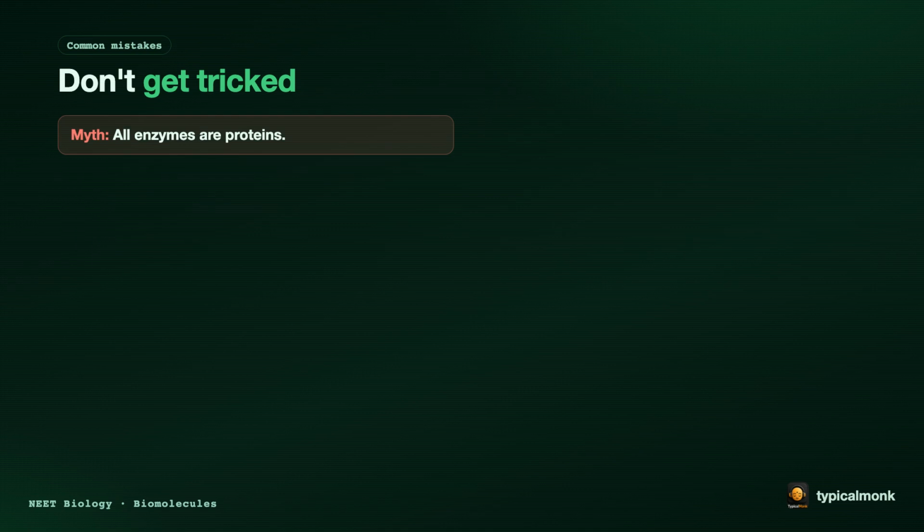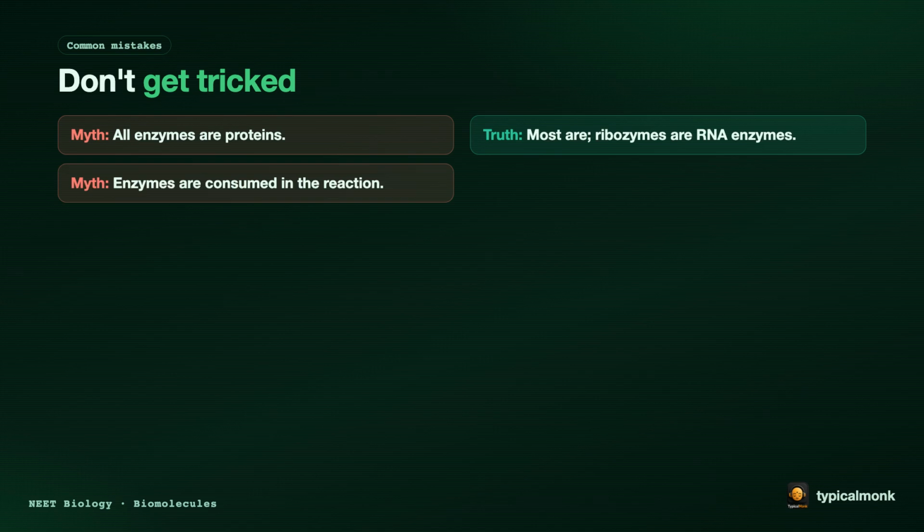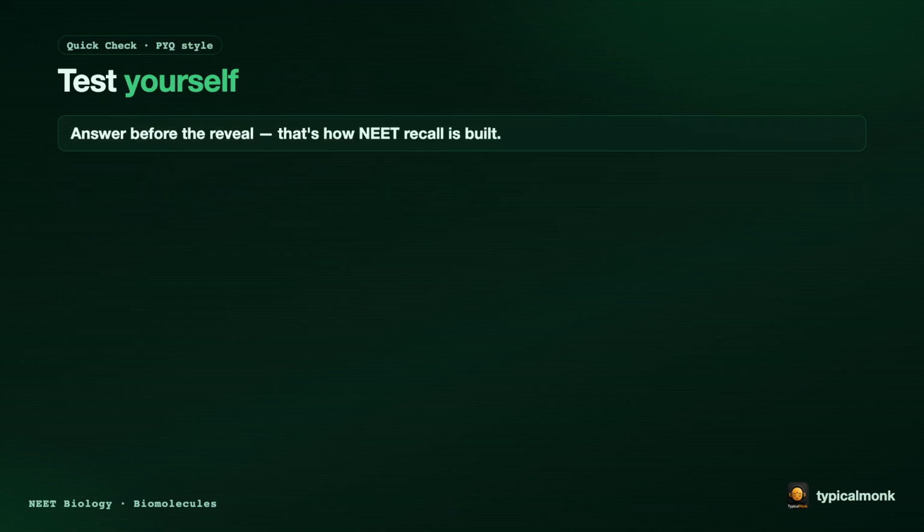Now let's clear the mistakes students fall for. Myth: all enzymes are proteins. Truth: most are. Ribozymes are RNA enzymes. Myth: enzymes are consumed in the reaction. Truth: they are catalysts, used again and again. Now, test yourself. Think of each answer before it appears. Answer first. That is how you build strong NEET recall.